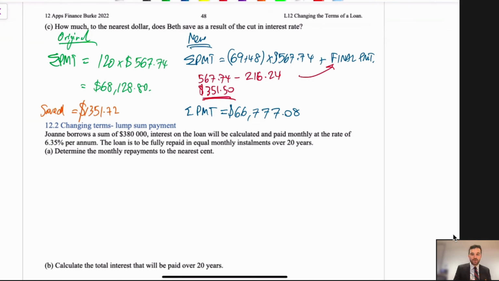I hope this video was useful. In the next one, we're going to be looking at changing the terms by putting in a lump sum payment and seeing how that influences or changes how much we save. Thank you, and I hope this video was useful.